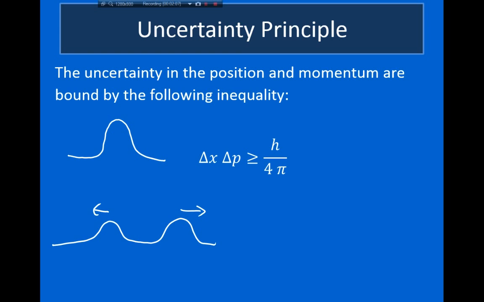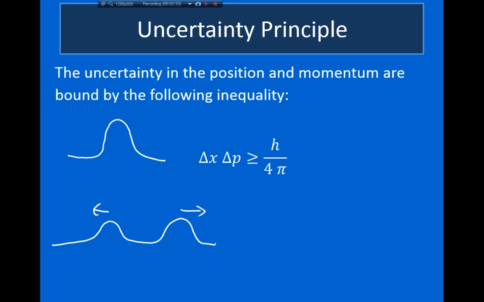In other words, there are no solutions to Schrödinger's equation which have an uncertainty in their position and an uncertainty in their momentum whose product is less than Planck's constant divided by 4 pi. And you can mathematically show that there are no solutions which violate this. It is something that you can mathematically derive from Schrödinger's equation.